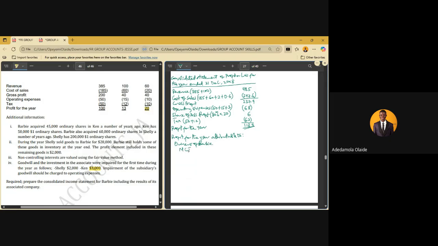NCI will get what? 10% of their own profit, 13. And I'm using their profit directly because it doesn't have any adjustment. So NCI is measured at fair value. Since NCI is measured at fair value, we should take out the impairment of the goodwill before arriving at anything. So we have 1. And owners of Barbie will take 113.4 minus 1, and that will be 112.4. Is it clear? Yes, sir. So that is that.